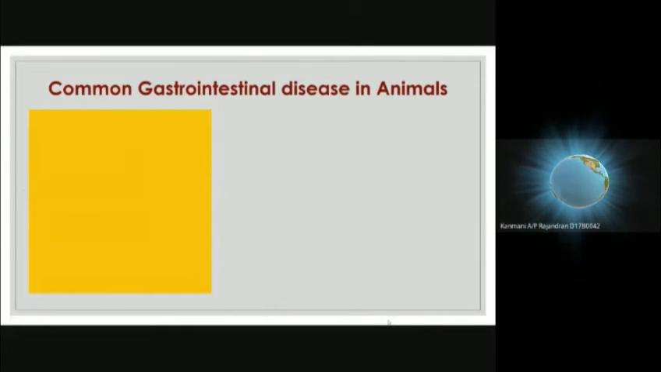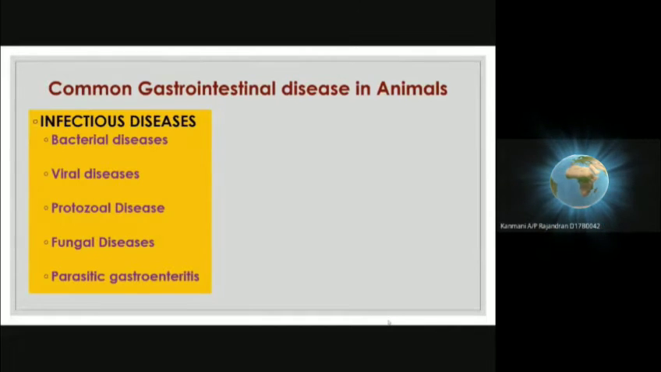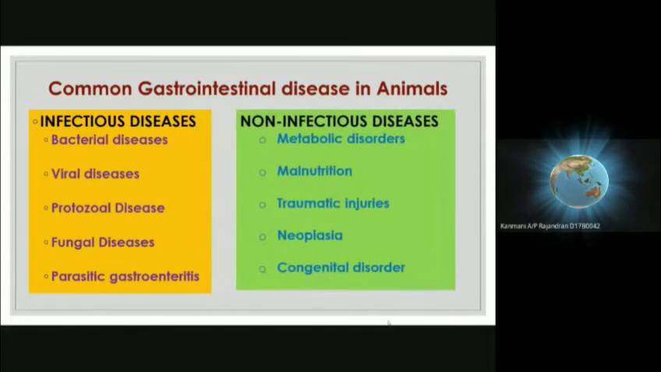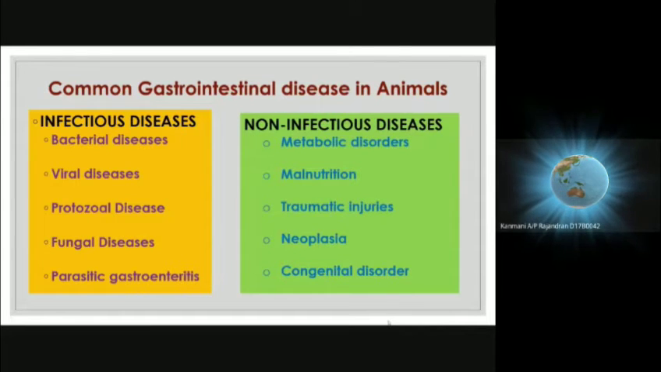Infectious GIT diseases are usually caused by infectious pathogens. In infectious diseases, there are bacterial diseases, viral diseases, protozoal diseases, fungal diseases, and parasitic gastroenteritis. As for the non-infectious diseases, they usually cause GIT problems due to metabolic disorders, malnutrition, traumatic injuries, neoplasia, and congenital disorders.